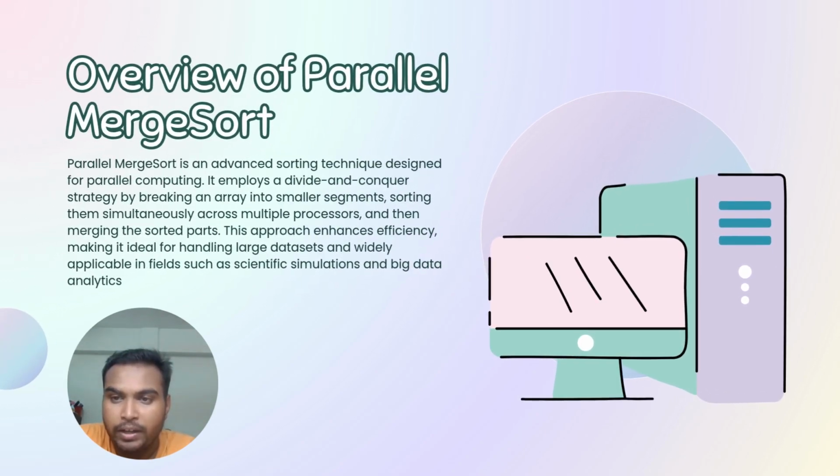See overview of parallel merge sort. Parallel merge sort is a divide and conquer sorting algorithm optimized for parallel processing. It splits an array into smaller parts, sorts them concurrently across multiple processors, and merges them back. This makes it highly efficient for large data sets and useful in high performance computing areas like scientific simulations and big data analytics.